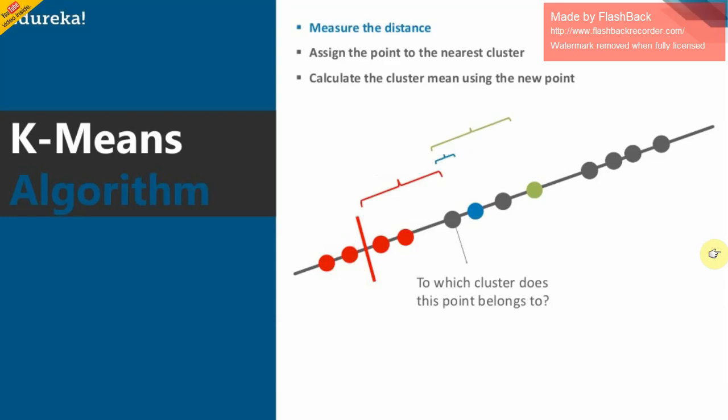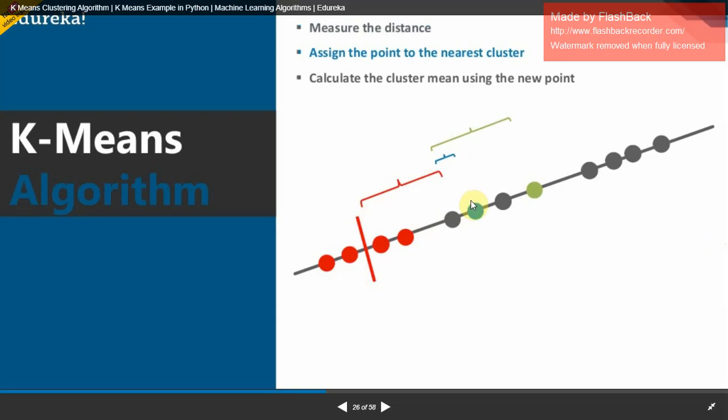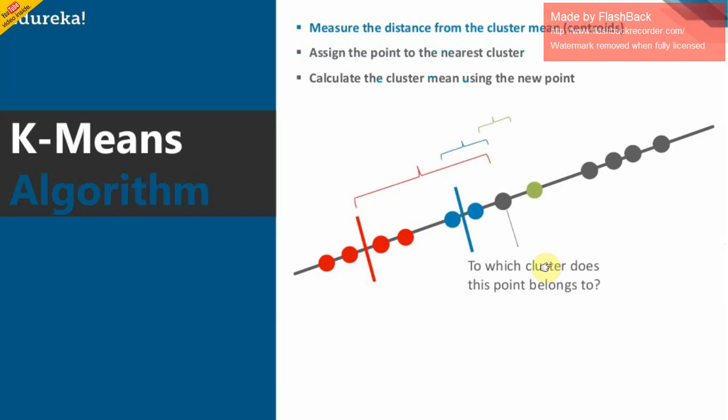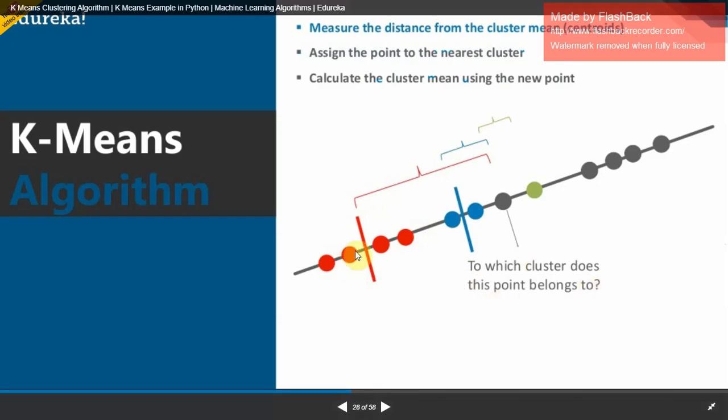Calculate the cluster mean using the new point to which the cluster does not belong. Assign the point to the nearest cluster, and calculate the cluster using the new mean point. Then see to which clusters these points belong. This cluster belongs to this point, this colored cluster belongs to this point, and this cluster belongs to this point. So measure the distance from the cluster to the mean, that is the centroid, and assign the points to the nearest cluster.